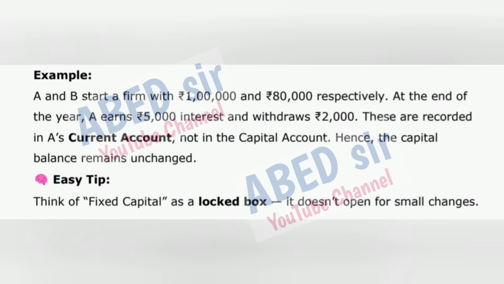Example: A and B start a firm with 1 lakh rupees and 80,000 rupees respectively. At the end of the year, A earns 5,000 rupees interest and withdraws 2,000 rupees. These are recorded in A's current account, not in the capital account. Hence, the capital balance remains unchanged. Easy tip: think of fixed capital as a locked box. It doesn't open for small changes.